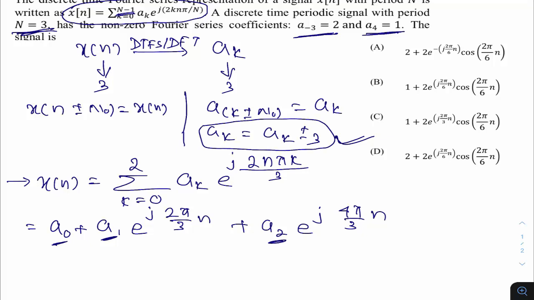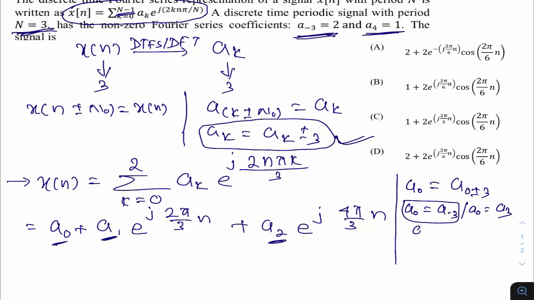So I need a of 1, I need a of 0, and I need a of 2. Because I need a of 0, let me first substitute k equal to 0. So a of 0 is equal to a of 0 plus or minus 3. So what does it mean? A naught is equal to a of minus 3, or a naught is equal to a of plus 3. So here a of minus 3 is given. So a naught is equal to a of minus 3. So one thing is confirmed, that a naught value is basically a of minus 3, which is 2. So a naught is 2.